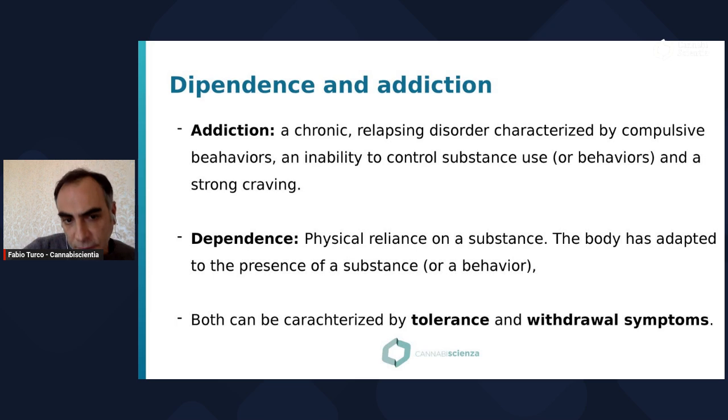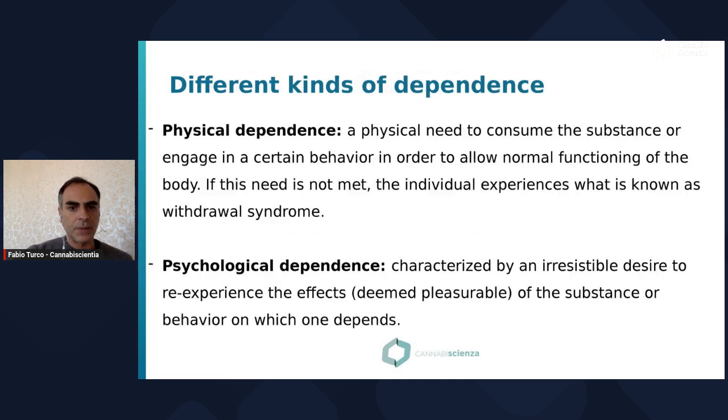As I was saying, both dependence and addiction can be characterized by tolerance. That means that people need a larger amount of the substance to elicit the desired effect, and by withdrawal symptoms that can cause very negative and unpleasant symptoms such as anxiety, shakiness, nausea and vomiting, sweating, and itching. Sweating and itching are sometimes the signs of withdrawal symptoms.